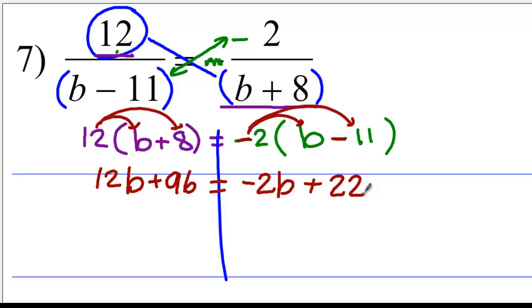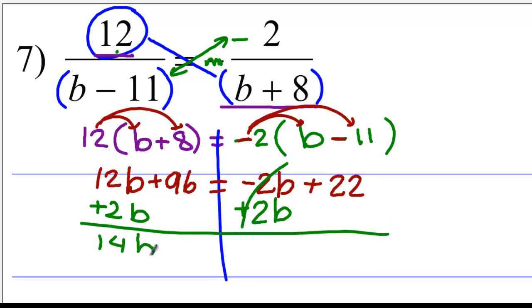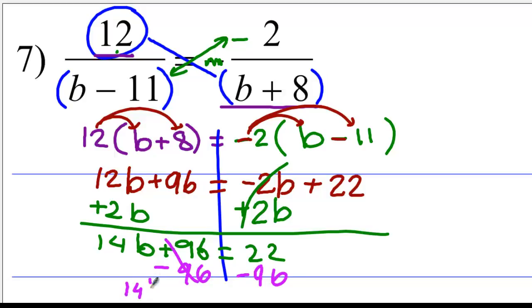So we've got to put all the b's together on one side. B plus 2b over there and 2b over here. So 14b, and then negative 96 and 22. Then we put those together. 14b equals negative 74.